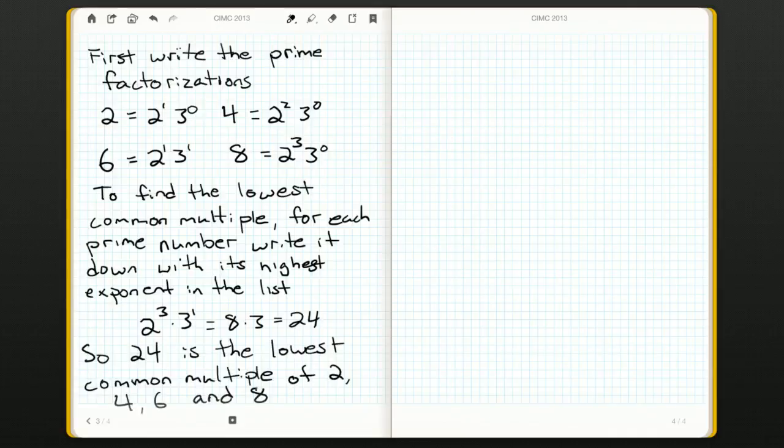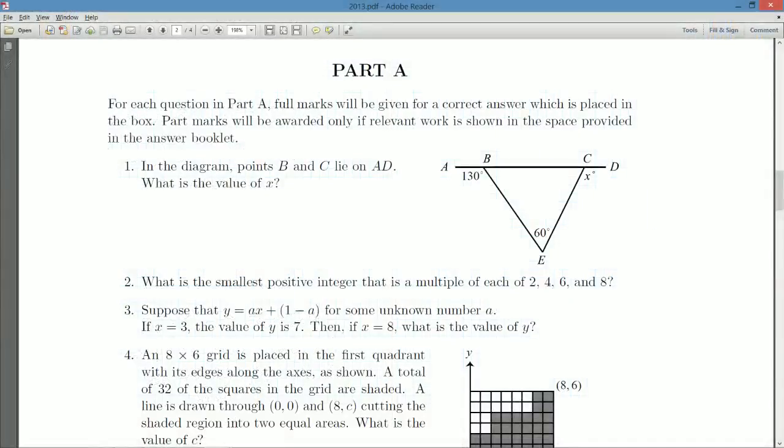So we found our lowest common multiple, and that's all the question asked for. So that concludes question number 2. Very straightforward question. Hope you enjoyed it.